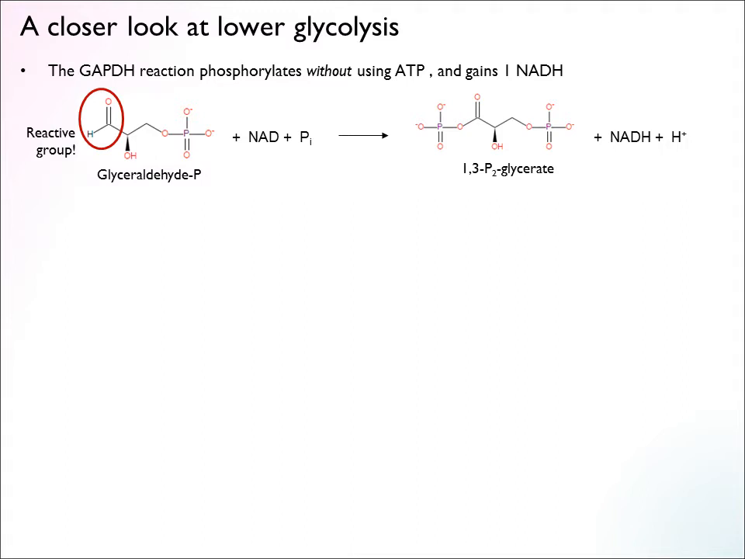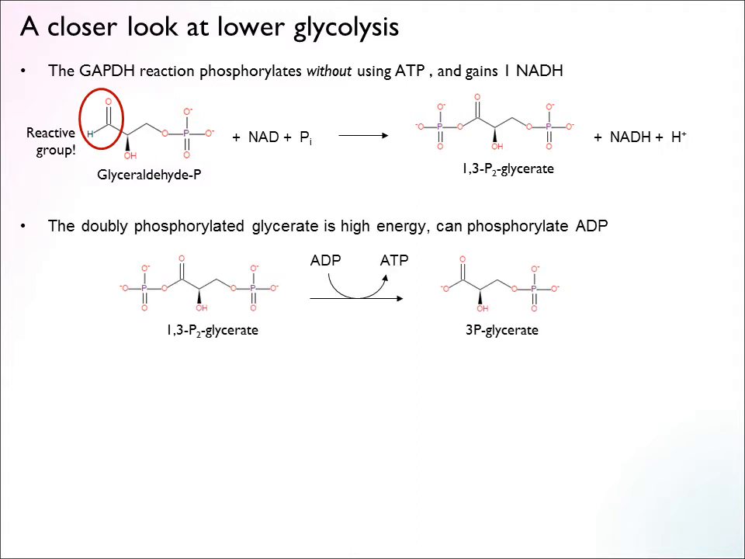And in the process of doing this, it's also doing a redox reaction. Because whereas we used to have a hydrogen here, we now have an oxygen. And that's a much better deal for this carbon atom here. So this reaction is also able to extract a couple of electrons and reduce NAD to NADH. So this is a good deal. So we get to phosphorylate this compound without using ATP, and we gain 1 NADH in the process. And NADH is an energy-rich molecule.